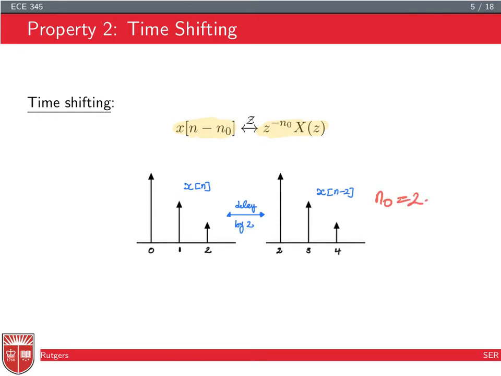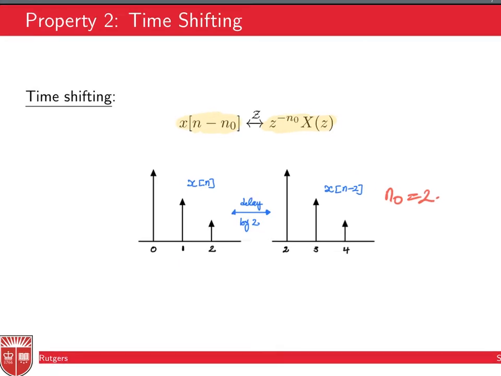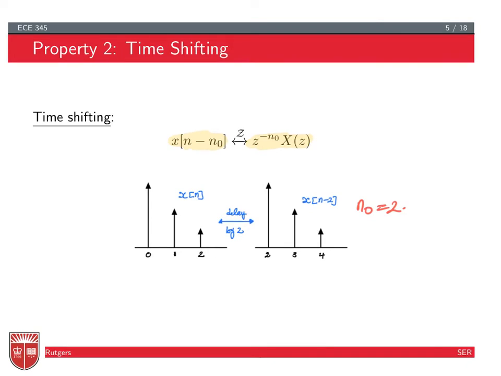Now, why does this make sense? Let's work with this example that we have here. Let's just take random numbers. Suppose this is 10, and this is 7, and this is 3, and also this is 10, and 7, and 3. Then you know that here, X of z is actually 10 plus 7z to the minus 1 plus 2z plus 3z to the minus 2, right?